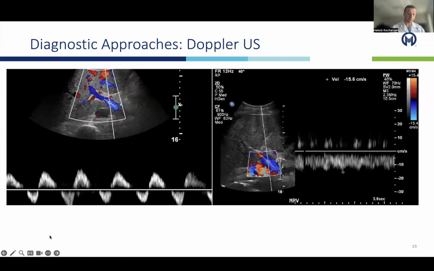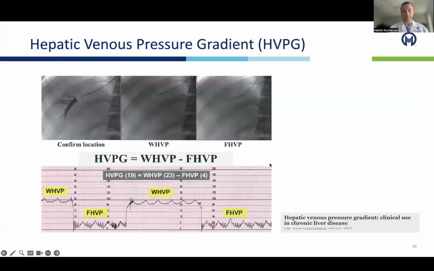We see reversal of flow as the portal hypertension progresses. In this case, on the left-hand side, you see intermittent hepatopetal flow towards the liver and hepatofugal flow away from the liver, characterized by above baseline and below baseline spectral waveforms. On the right-hand side, the flow is completely reversed, and the flow is hepatofugal, away from the liver.